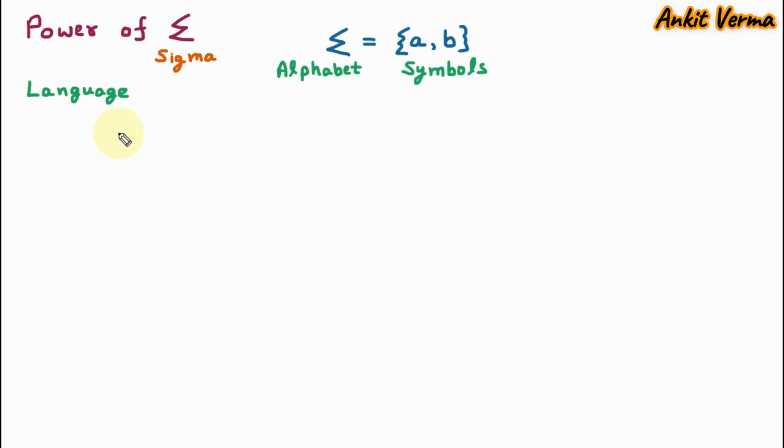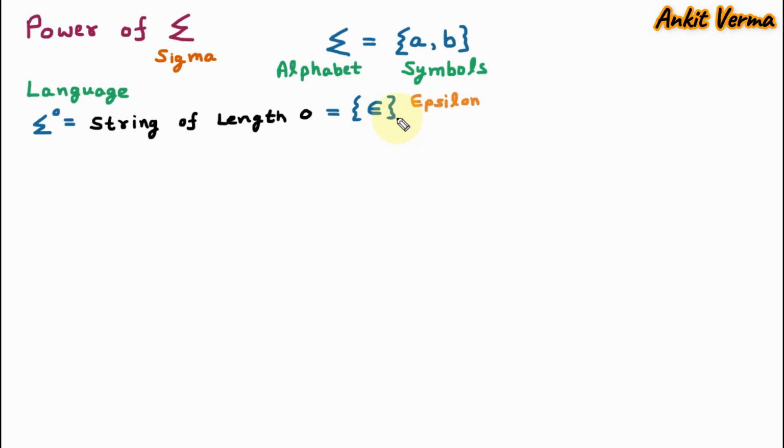Let's assume the first language is the set of all strings of length 0. So this language can be represented by sigma raised to the power 0. Here the length 0 means nothing, and there is a special character denoting it, which is called epsilon. So inside the set we have only epsilon. This epsilon is also called the null string. So whenever there is nothing inside the theory of computation, that is denoted by epsilon.